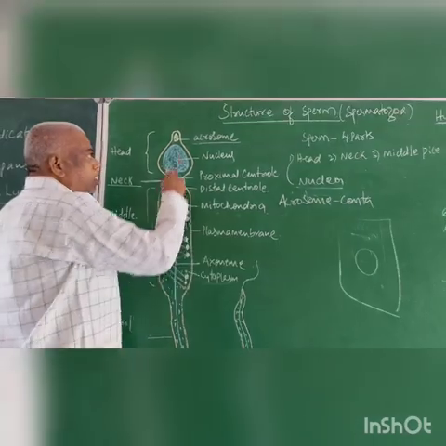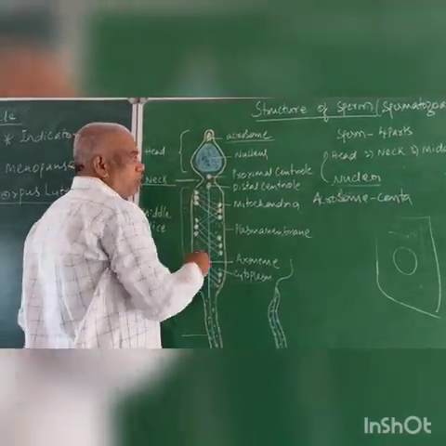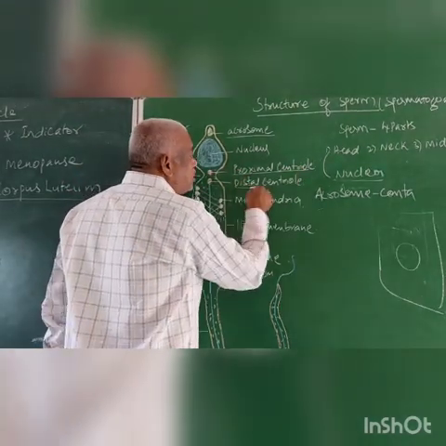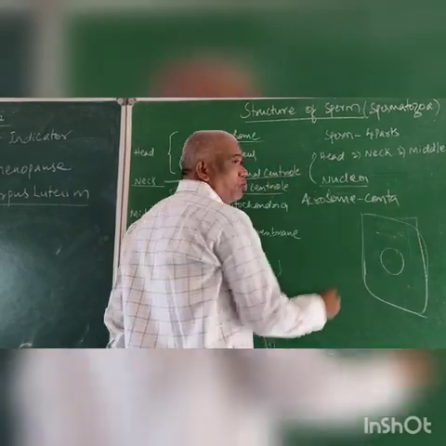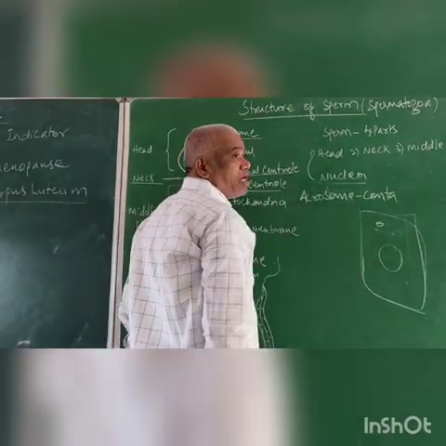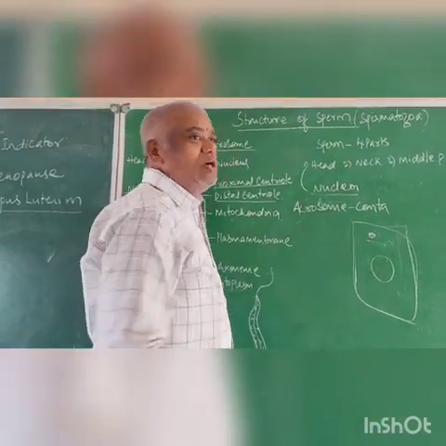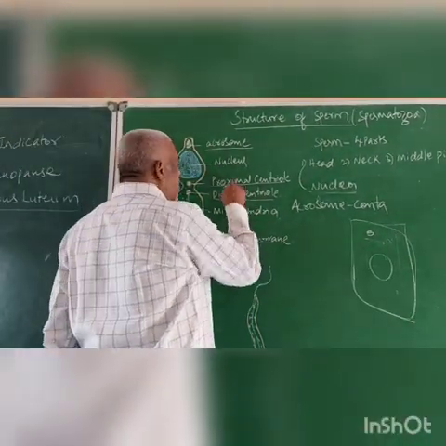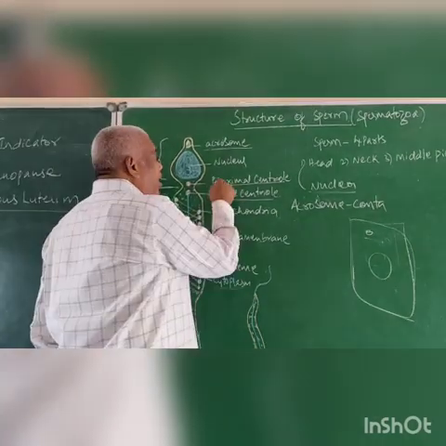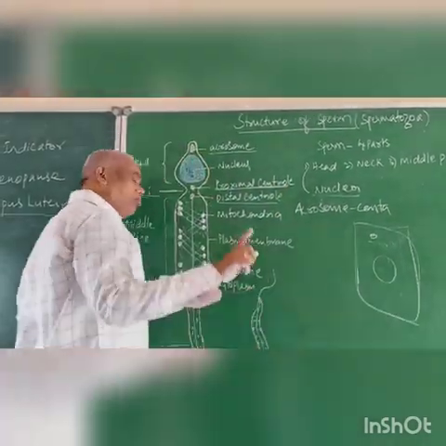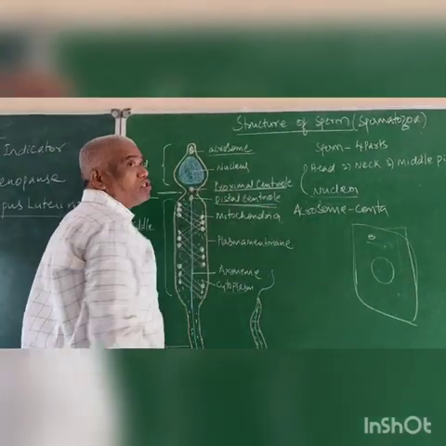Neck. The narrow part below the head is called the neck. This neck contains the proximal centriole and the distal centriole. In a normal cell, centrioles help in cell division and spindle formation. The same centrioles are present in the neck, proximal and distal. What is the function of the proximal centriole? I can say that later at the time of fertilization. Now, the distal centriole.